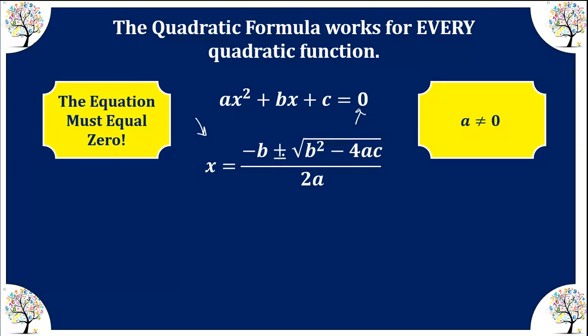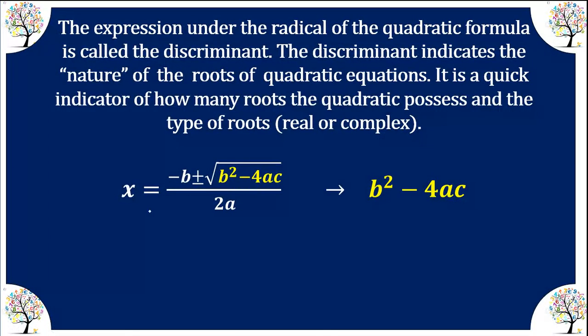So here is the quadratic formula. Negative b plus or minus the square root of b squared minus 4ac divided by 2a. Now the plus or minus is what gives us our possible two solutions. The expression under the radical, b squared minus 4 times a times c, is called the discriminant. This expression can tell us how many roots the quadratic has, and if they are real or complex. This gives us an idea of how many places our parabola crosses the x-axis.